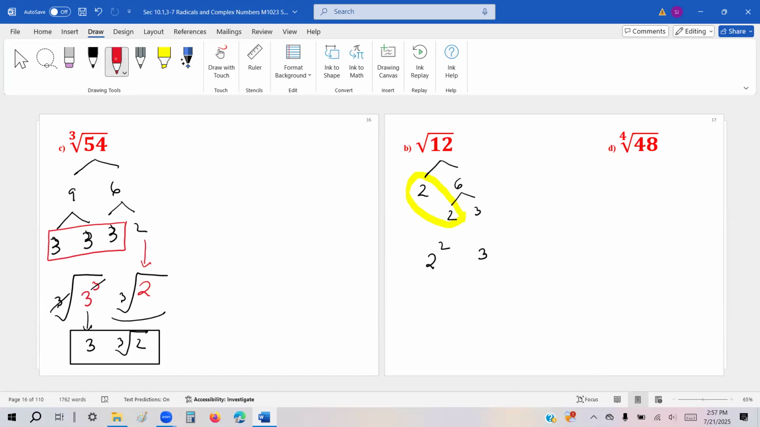And then we split our radical. Square root, square root. Square root and square cancel out. We get a free 2. And this is the leftover 3. So it comes down. And you always have to write the whole number first and then the radical.